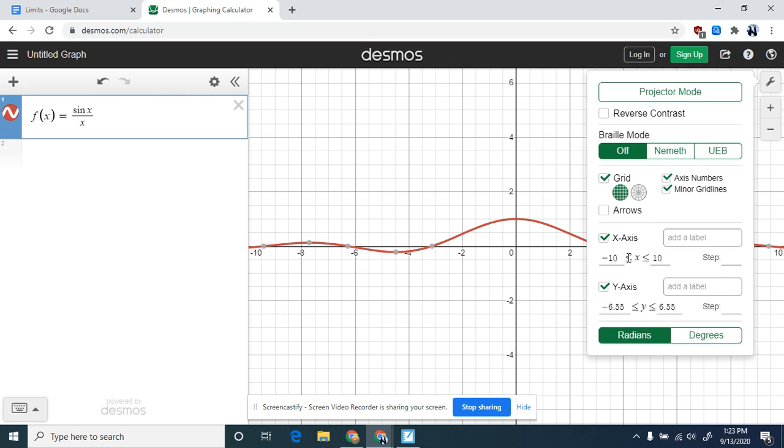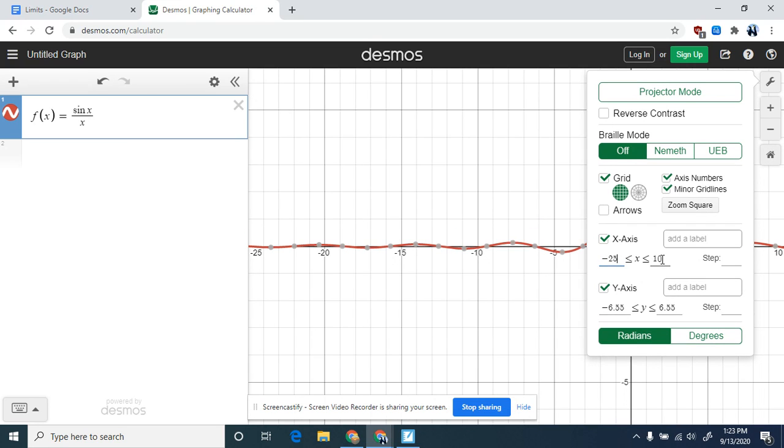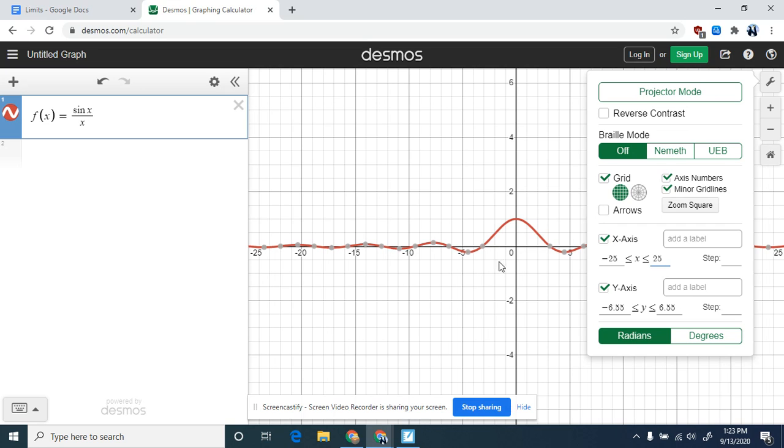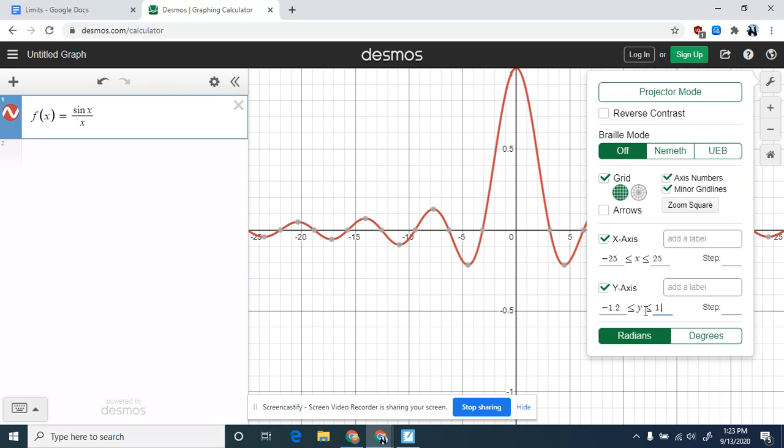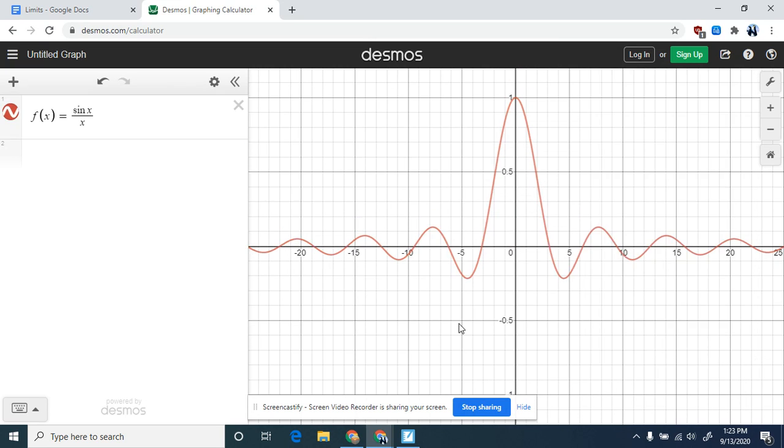So I'm going to change my window. I want to see further to the left, so I'll say negative 25. Further to the right, I'll go to 25. And since this is squished a little bit, maybe I'll shrink my Y scale as well and go above 1 and a little below negative 1 to see what's going on. So this is a little bit better, a picture of what's going on here.